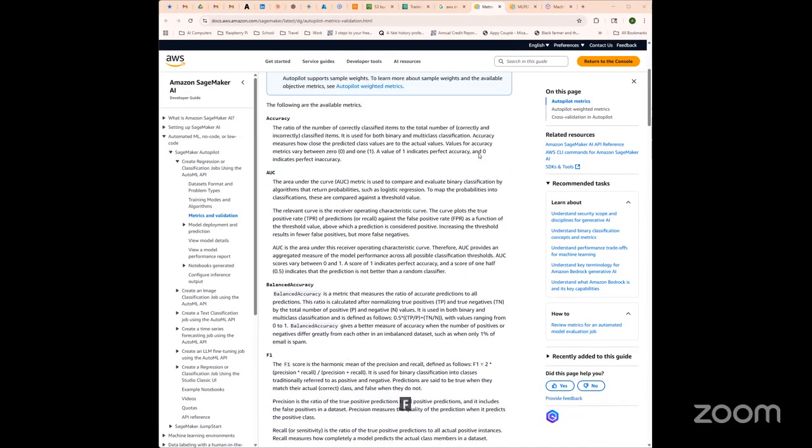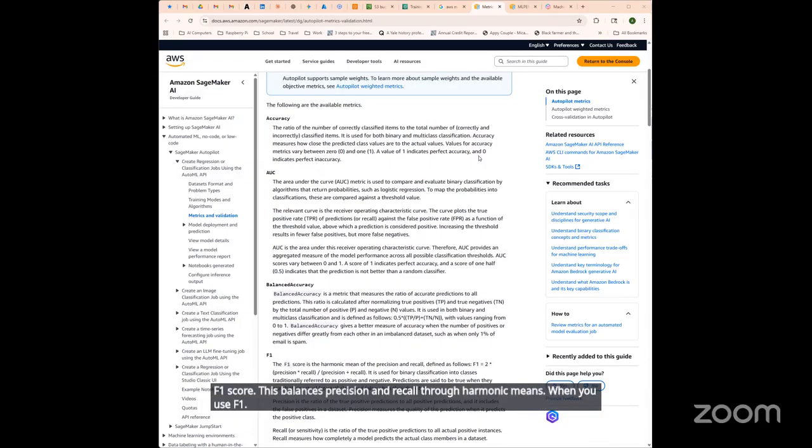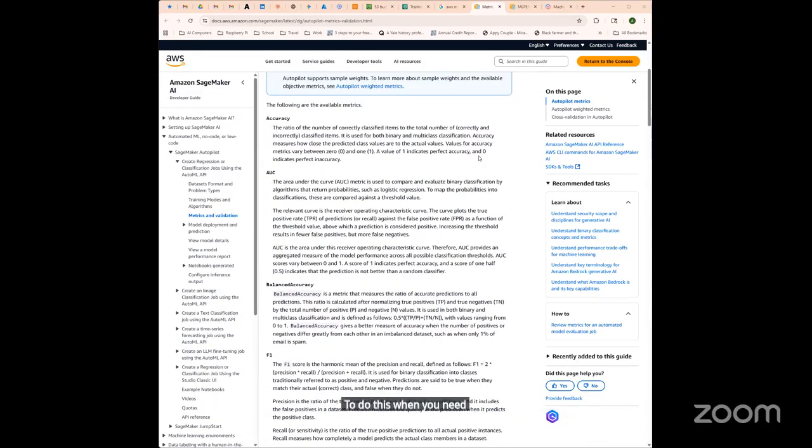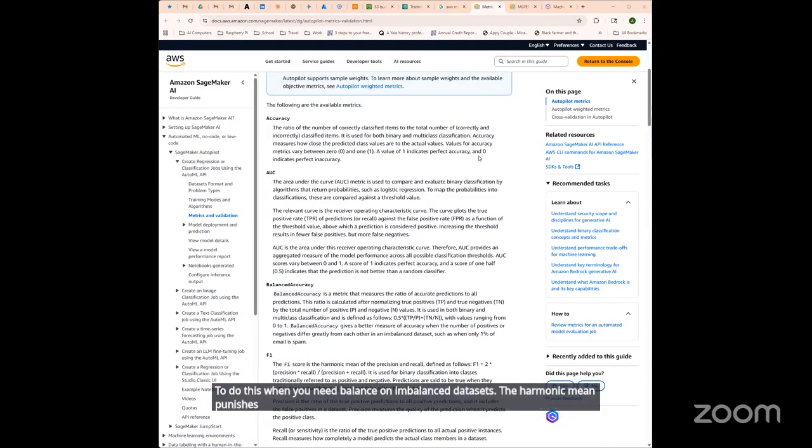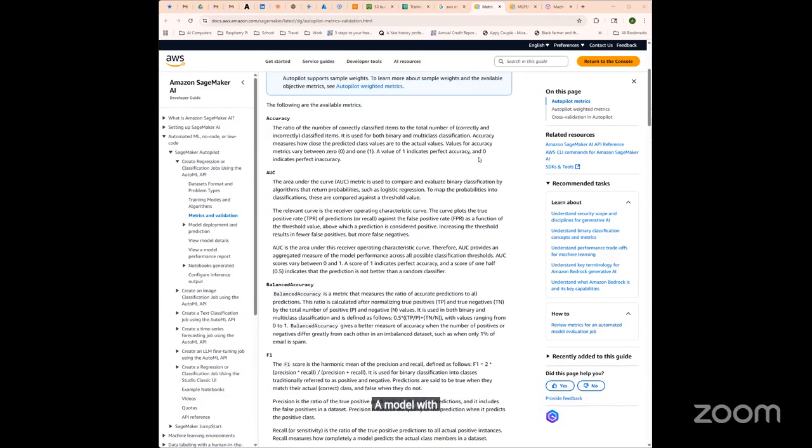F1 score. This balances precision and recall through harmonic means. Use F1 when you need balance on imbalanced data sets. The harmonic mean punishes extreme values. A model with high precision but low recall, or vice versa, will have a low F1 score.